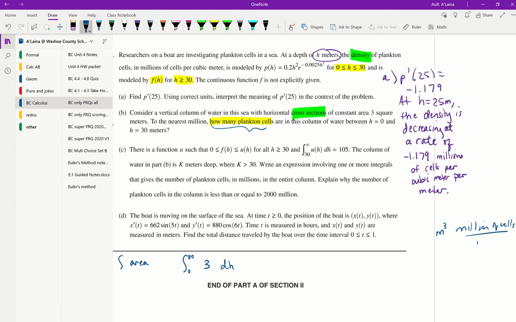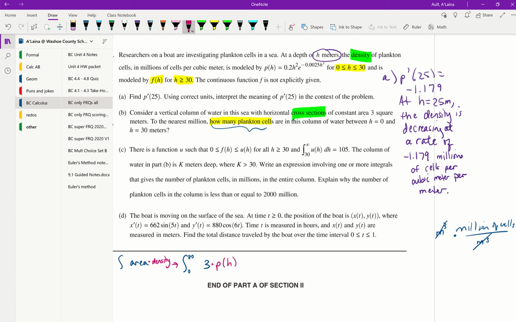Per cubic meter. If you multiply those together, watch what happens. You're left with the number of cells. That's really what we're looking for. So I'm not just doing the area. I'm going to do the area times the density so that I can basically convert out this volume to millions of cells. Well, density, remember, was P of H.